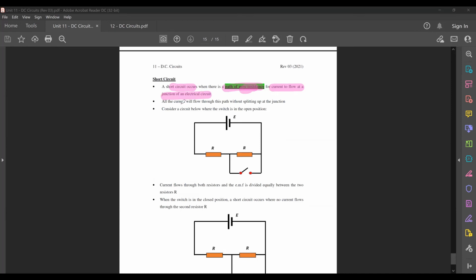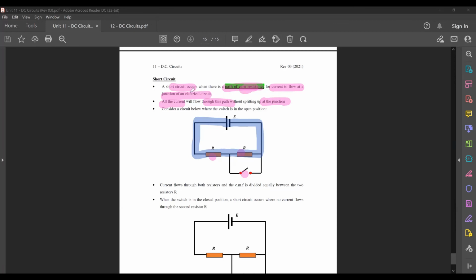So in such cases, all the current will flow through this path without splitting up at the junction. Let's say I give you an example diagram like this, where there are two resistors and an open switch. If you look at this diagram, there's actually a closed circuit here. Your closed circuit is this blue colored line. This bottom part is open, so it's not considered a closed circuit. Only the top part is considered a closed circuit.